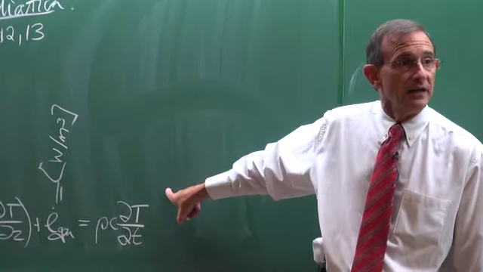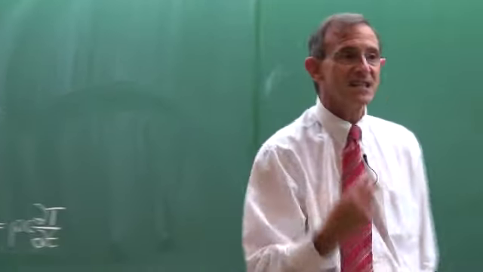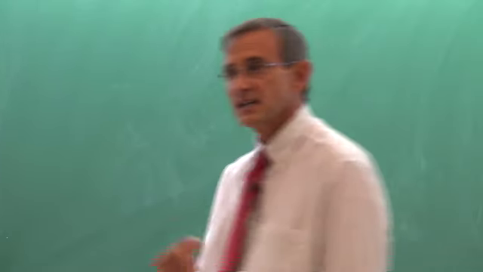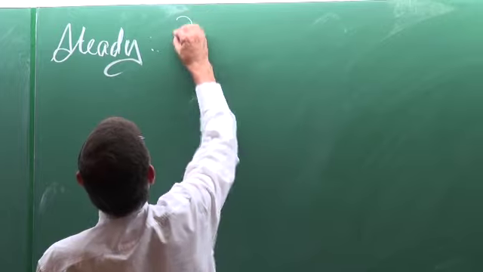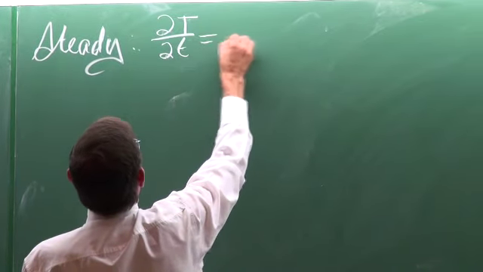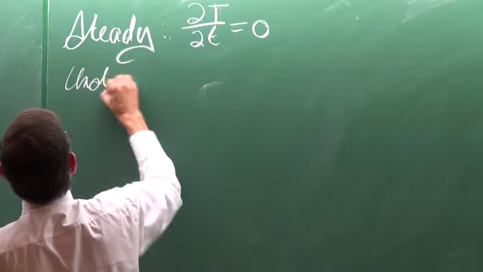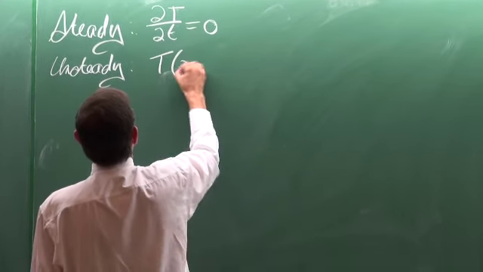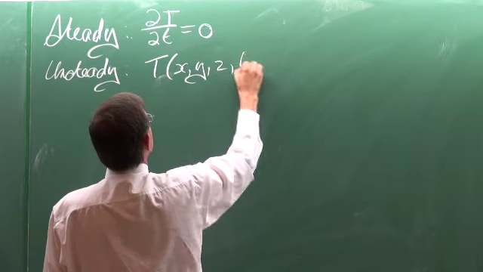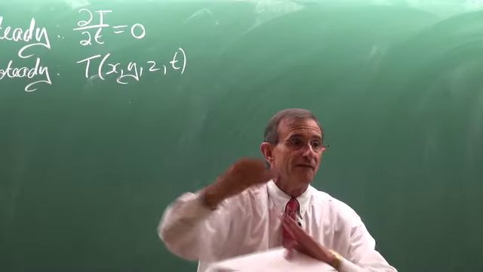Most of the problems that you've done up to now, we've said that partial dT/dt is equal to 0, which means it is steady state. Steady, there are no changes as a function of time. So steady means partial dT/dt is equal to 0. And if it's unsteady, then in general, we are interested in the temperature gradient or the temperature values, not only at different positions, but also as a function of time.